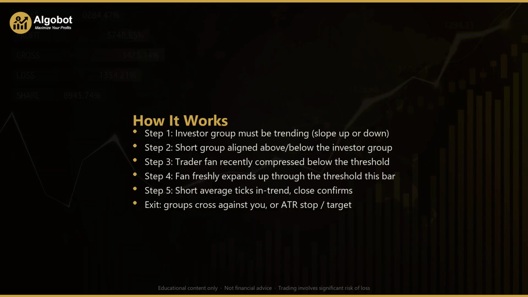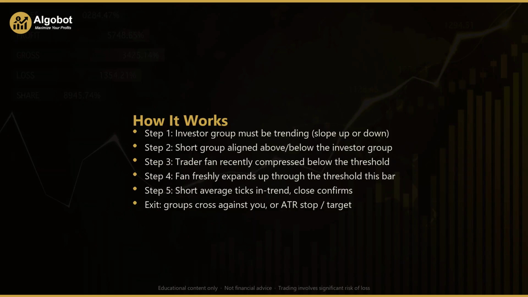Risk management is average true range based. On a long, the stop is placed the ATR multiplier times ATR below entry, defaulting to 1.5 times ATR. The target is set at the reward ratio times that stop distance, a default of 2, giving a 2-to-1 reward to risk framework. Shorts use the same distances mirrored above entry.